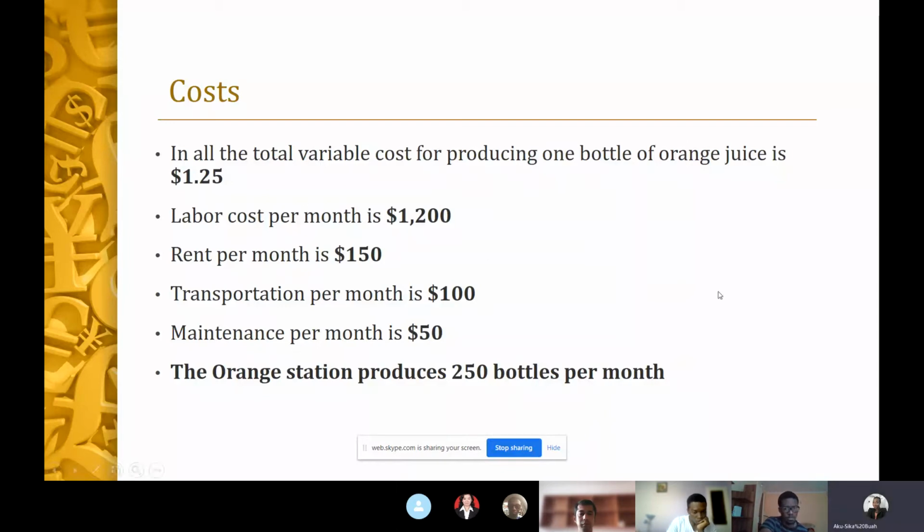So here, there is good news and there is bad news. The good news is that we know the variable cost for producing 1 bottle, 1 single product, which is 1.25. But the other cost comes as monthly costs. So what does the general manager do? What is she supposed to do to get the fixed cost for 1 product?